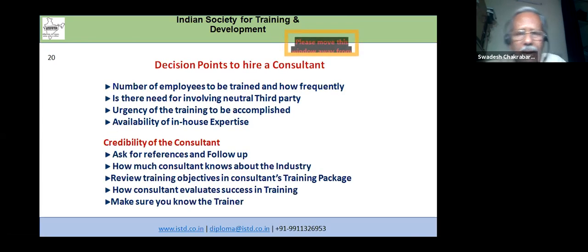Next point, there are certain decision points to hire a consultant. When do we hire a consultant? One is the number of employees to be trained and how frequently. When the number of employees to be trained is very high and the training is given very frequently, so that the resources in the organization are less, we may have to call for consultants from outside.